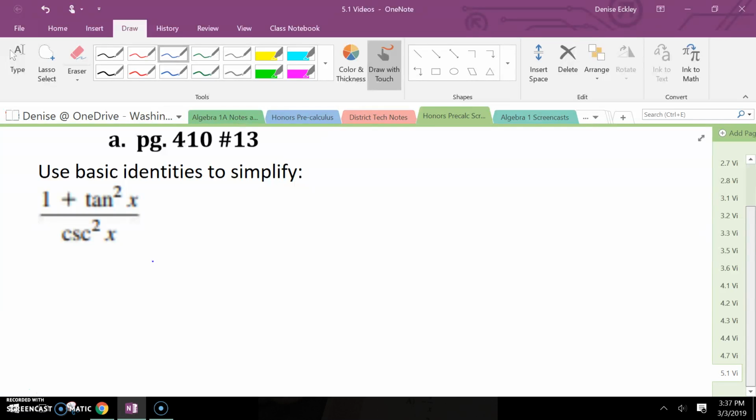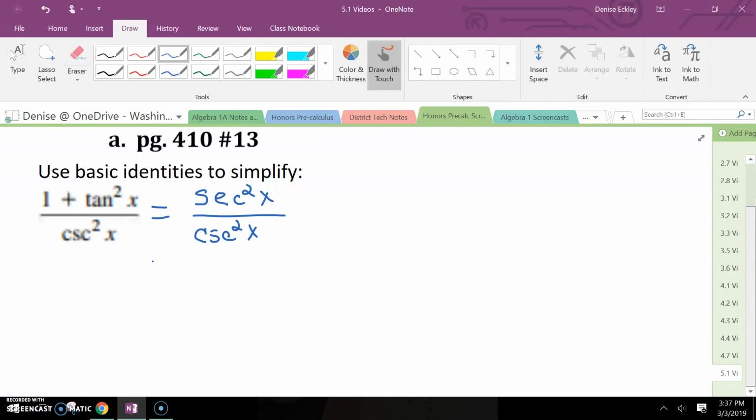So we're given 1 plus tangent squared x over cosecant squared x, and we want to be able to simplify that. So hopefully you'll very soon start to realize your Pythagorean identities first. So we have 1 plus tangent squared, and that can be written using a Pythagorean identity as secant squared of x, and that's going to be over cosecant squared of x.